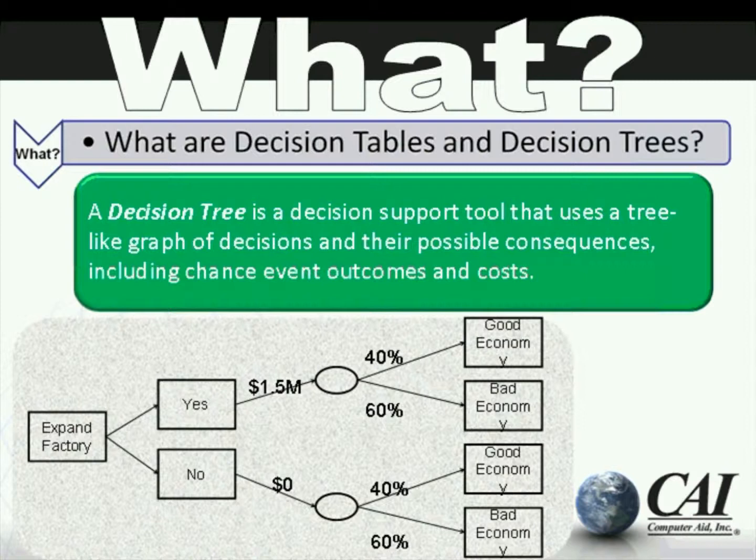Of course, whenever you're making a decision, each choice has some kind of cost. It's $1.5 million to expand the factory, or $0 to not expand it. And you can see these costs on the arrows coming from the two decision choices. However, it's not that easy because there are other factors that will come into play when making the decision. For instance, we might know from the state of the current economy what the chances are for a good economy. We could say maybe 40%, or for a bad economy, which would be about 60%. And those chance outcomes are added to the decision choices via arrows and circles.